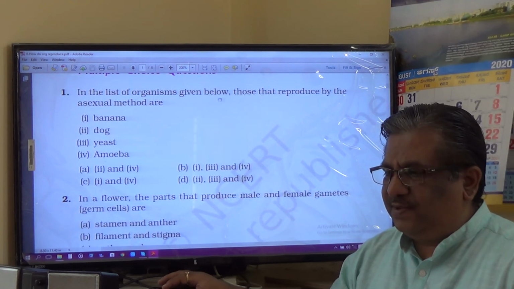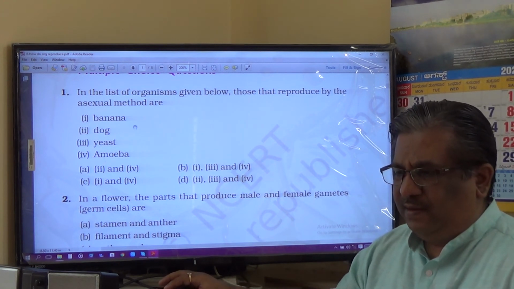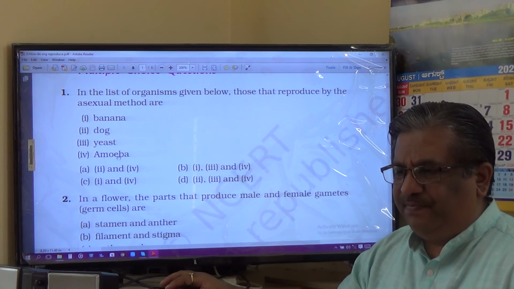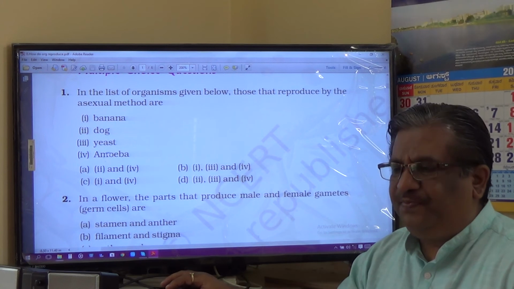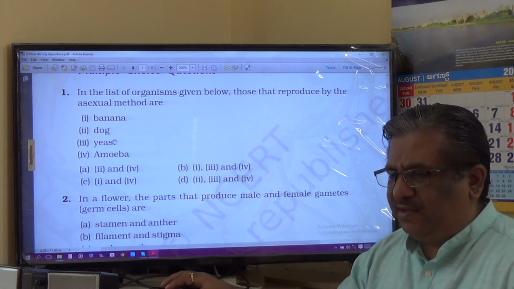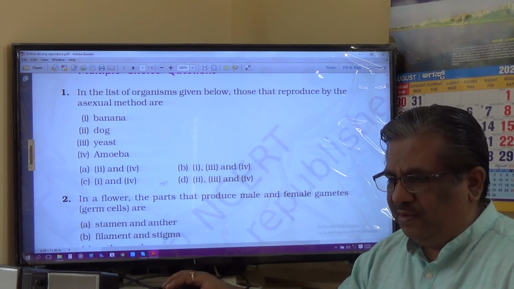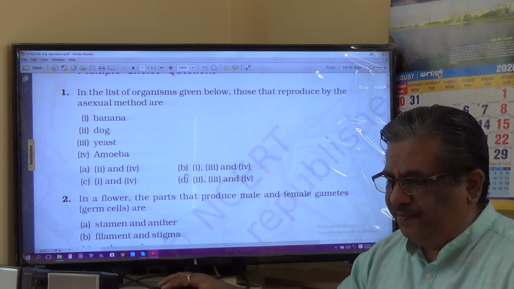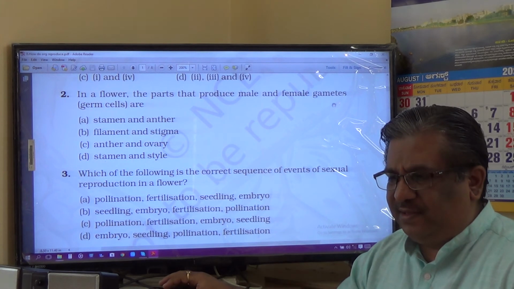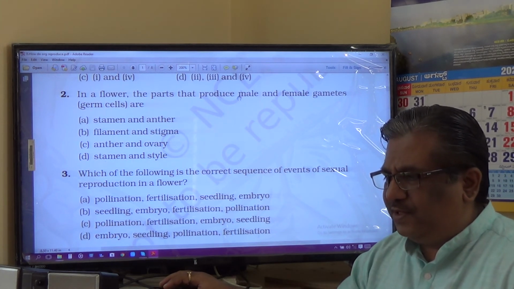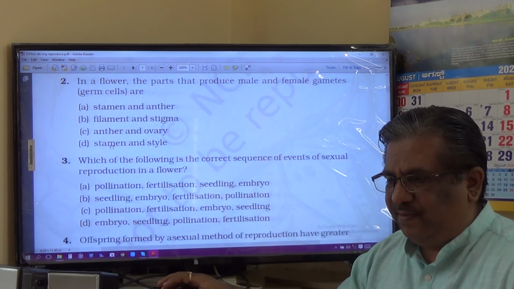In the list of organisms given below, those that reproduce by asexual method are banana, dog, yeast, and amoeba. Yes, asexual method. Dog comes under sexual method of reproduction. So, yeast, amoeba, and banana, 1, 3, and 4. Answer B should be the correct answer. In a flower, the parts that produce male and female gametes are: anther produces male gametes, ovary produces female gametes. C is the correct answer.